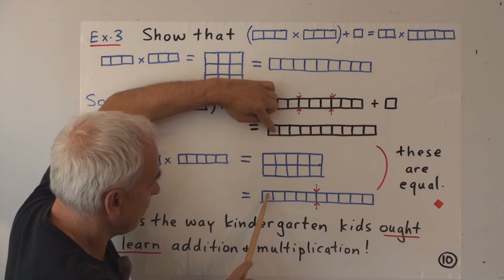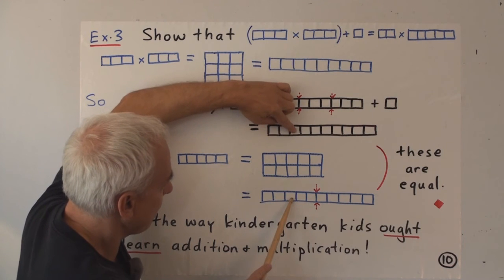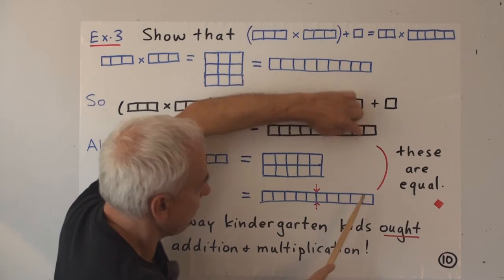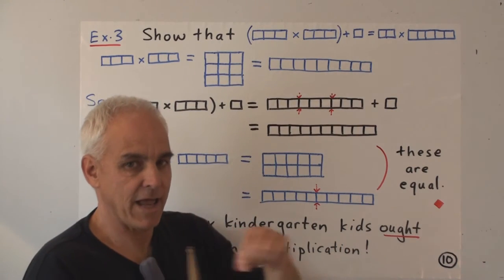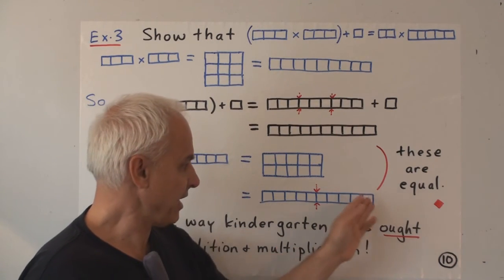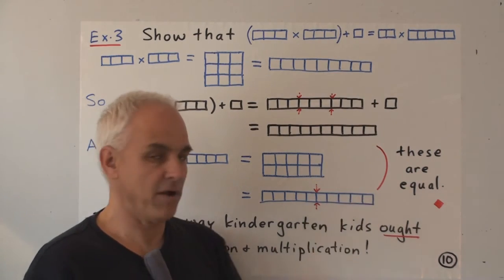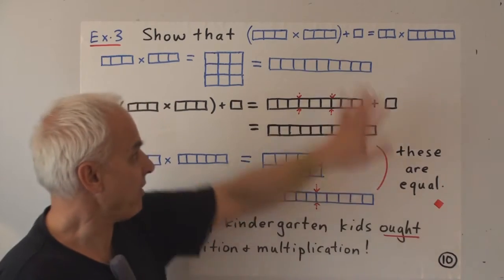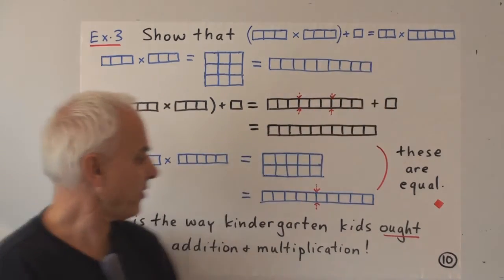So let's do that. Here, here, here, here, here, here, here, here, here, here. We've matched them up one cell at a time. There's none left over when we get to the end on either side. So there's a complete matching up. These numbers are equal. We have proven this equals this.